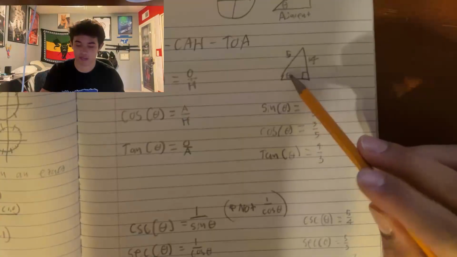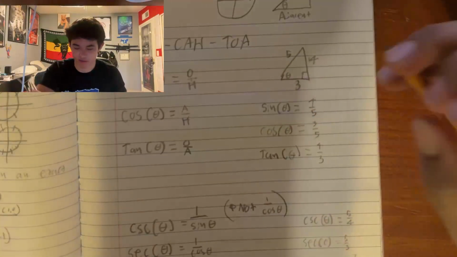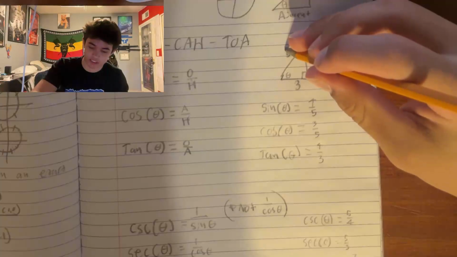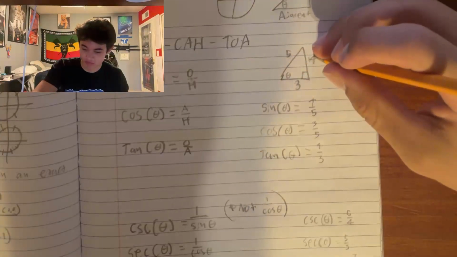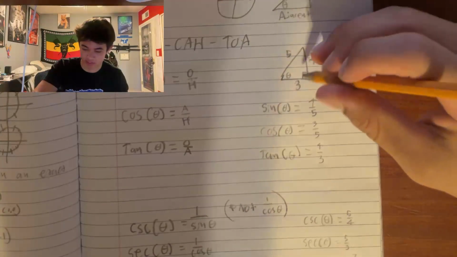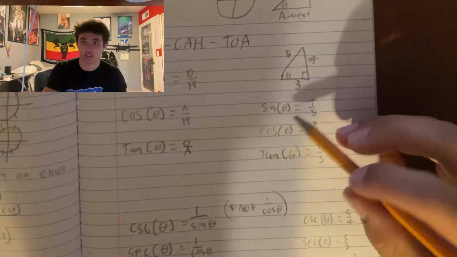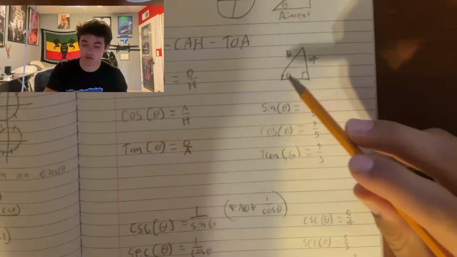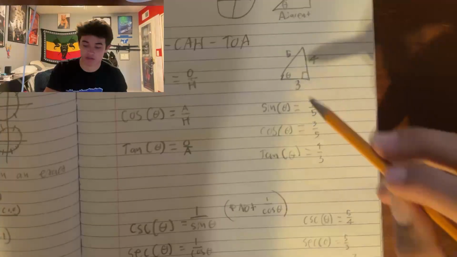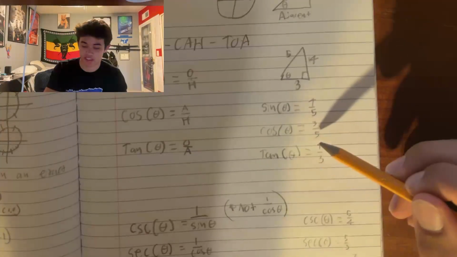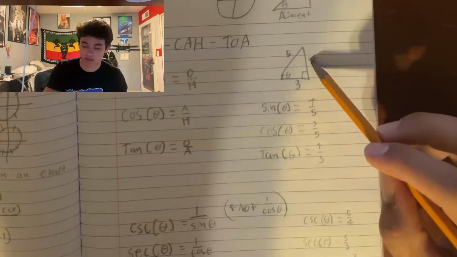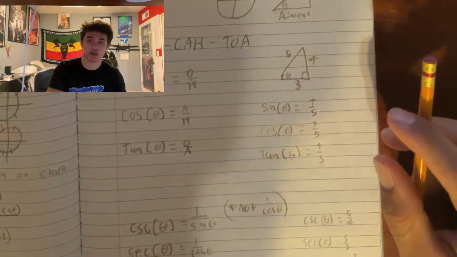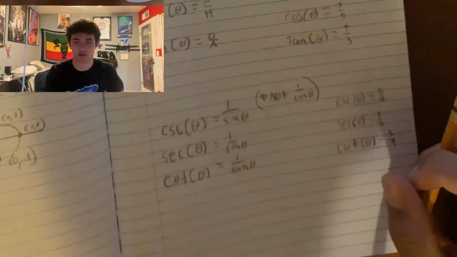So we got our beta here. Let's say our hypotenuse is 5. This side is 4. The adjacent side is 3. Sine will be opposite over hypotenuse, 4 over 5. Cosine will be adjacent over hypotenuse, so 3 over 5. Tangent will be the opposite over the adjacent, so 4 over 3. Boom. Now it's time to make things a little bit more complex.